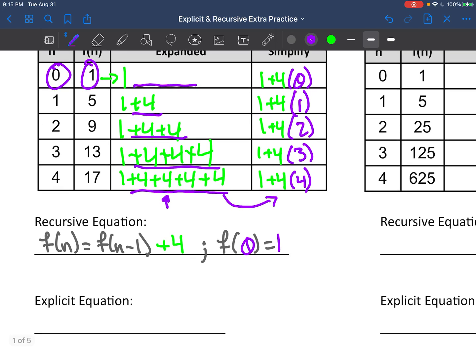Now I'm going to write my explicit equation. It always starts with f of n equals. But when I write my explicit, it's best to look at this simplified column. The first thing you want to notice is what stays the same throughout my simplified. Well, in this case, all rows of my simplified have 1 plus 4. But those numbers in the parentheses keep changing. All these right here, these change. And since they keep changing, they will be our variable, because it always is different.